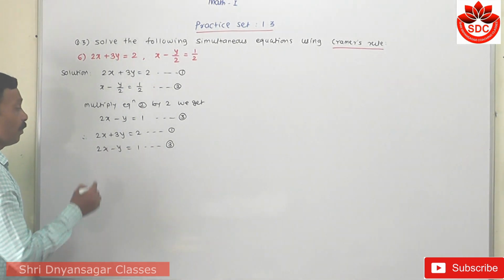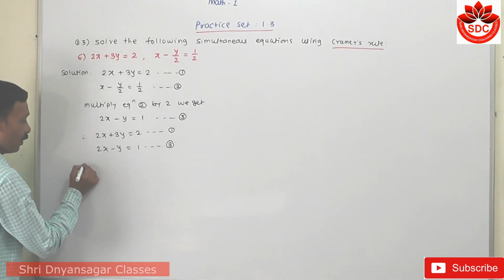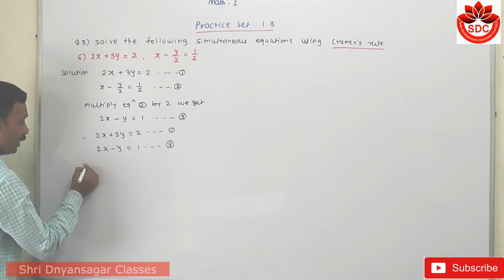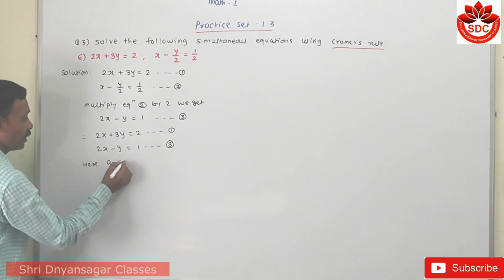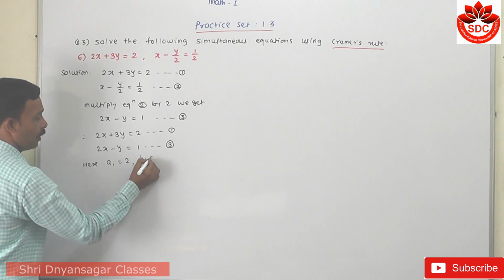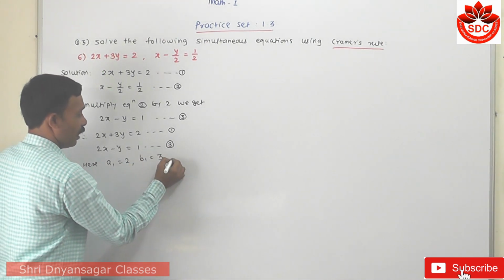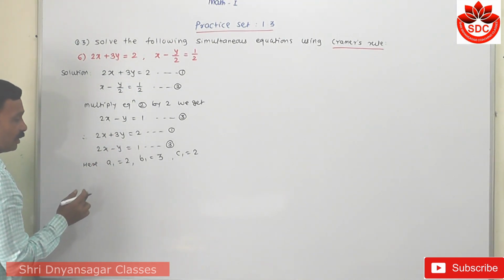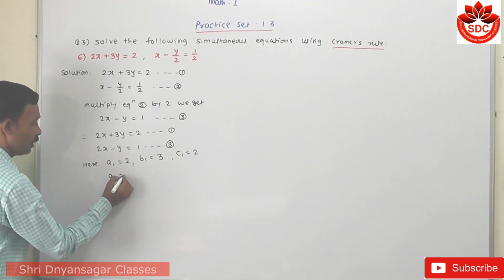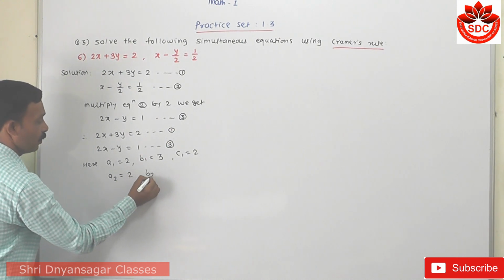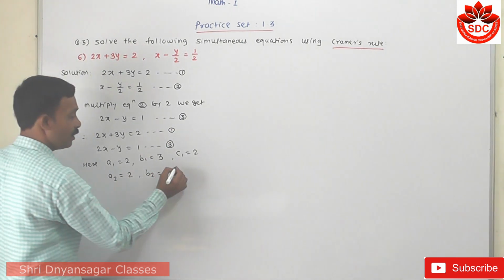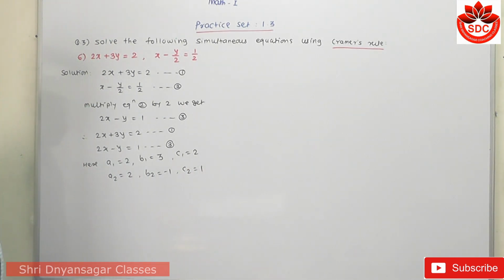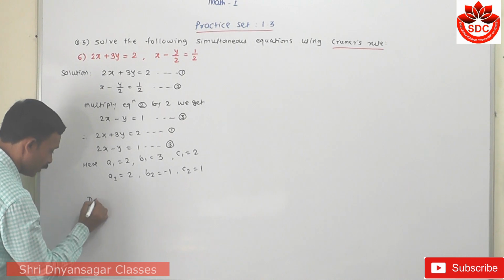Now by using this we can find out the value of a1, b1, c1, so that here a1 is equals to 2, b1 is equals to 3 and c1 is equals to 2. Again by comparing this equation with the standard form, a2 is equals to 2, b2 is equals to minus 1 and c2 is equals to how much? 1. Then we can find out the value of determinant, means that d.